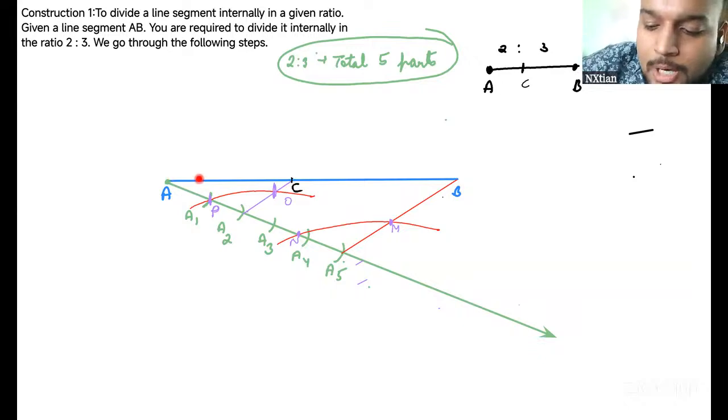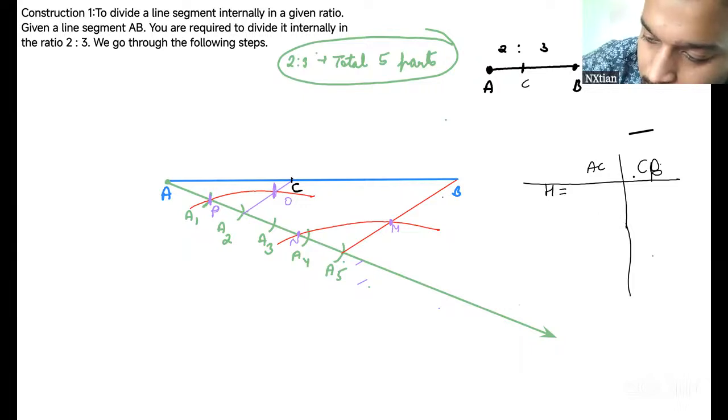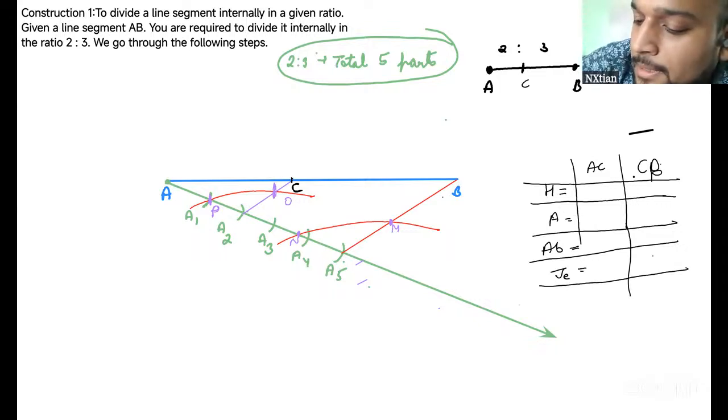Now, guys, we have to measure AC and CB. Whatever the answer you're getting, tell me that. For example, I'll write it down here. Hannah is getting AC and CB. This is Hannah. And AC. Could you measure it?